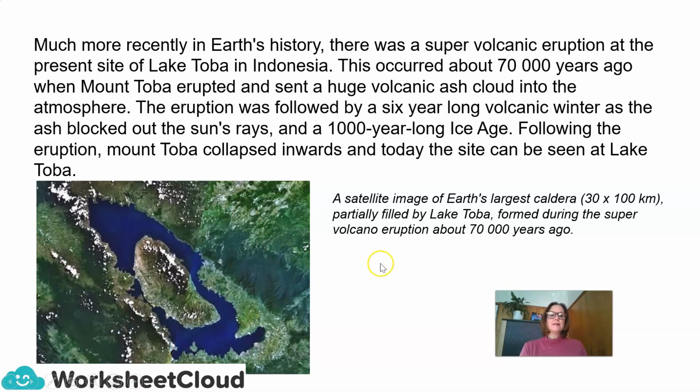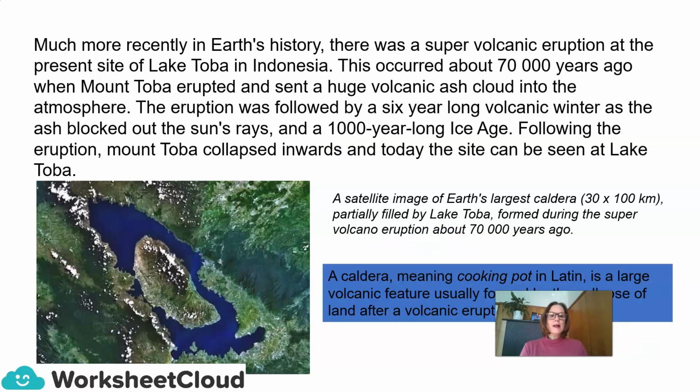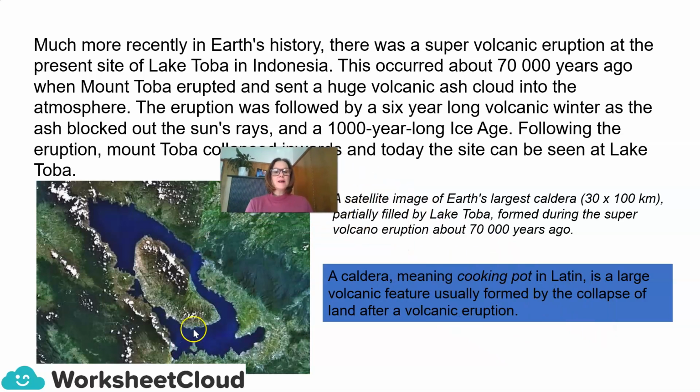And if you look over here, this is a satellite image of Earth's largest caldera, 30 by 100 kilometers, partially filled by Lake Toba, formed during the supervolcanic eruption about 70,000 years ago. And you might ask, what is a caldera? Caldera means cooking pot in Latin. It is a large volcanic feature, usually formed by the collapse of land after a volcanic eruption.